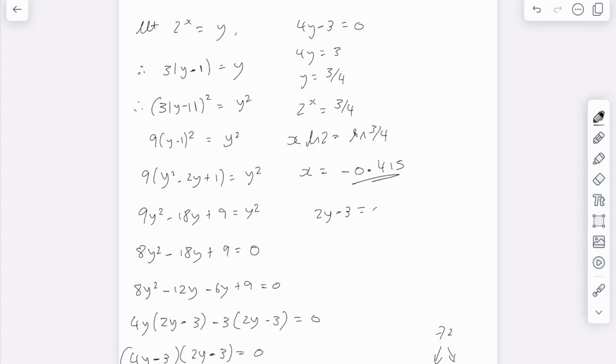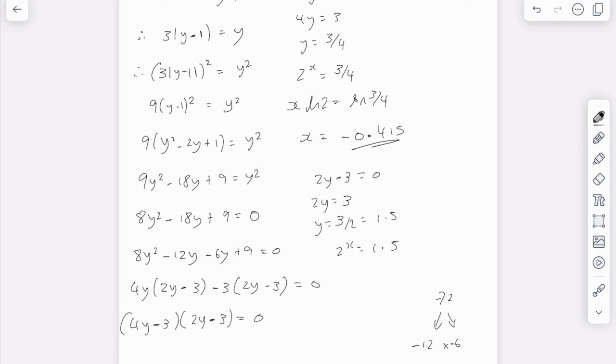Okay, meanwhile, 2y minus 3 is equal to 0. 2y is 3, y is equal to 3 over 2 equals 1.5. Okay, so 2 to the x is equal to 1.5. Take the ln of both sides.